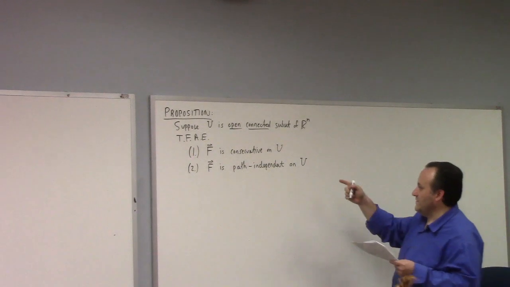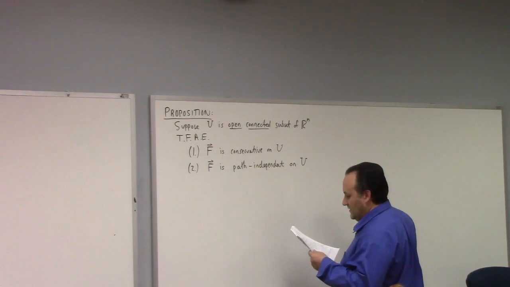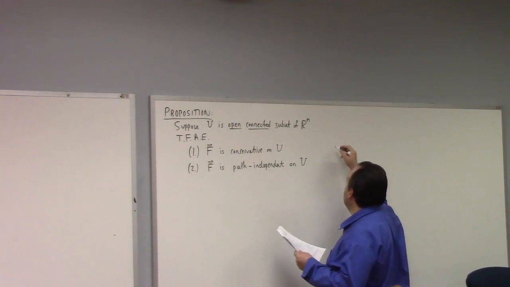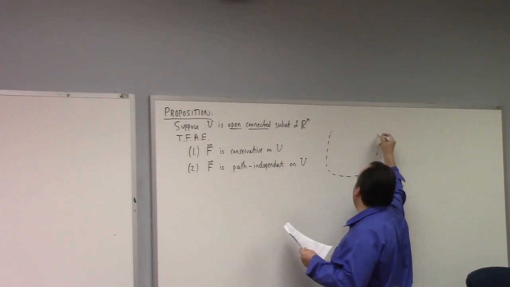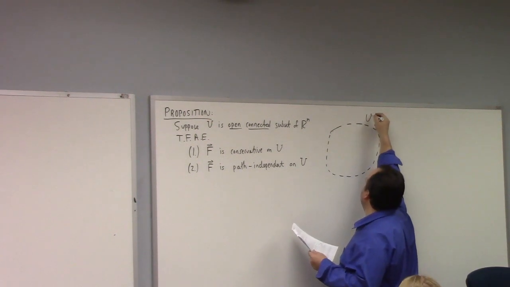Path independent, what this means is that, let me just kind of draw a picture. So here's a picture of U.